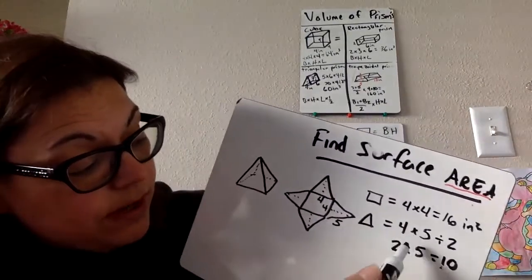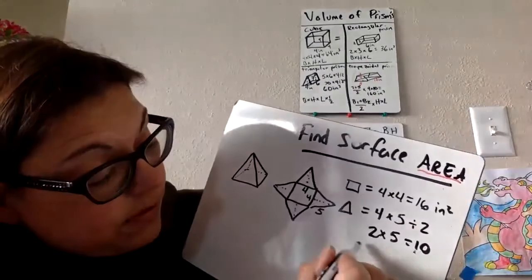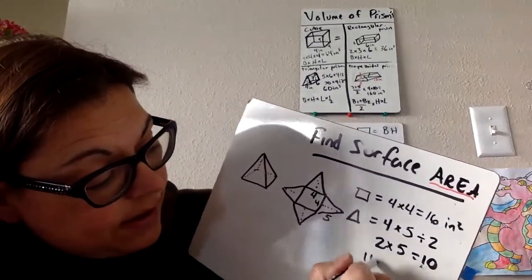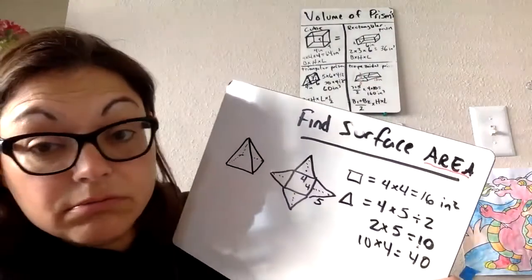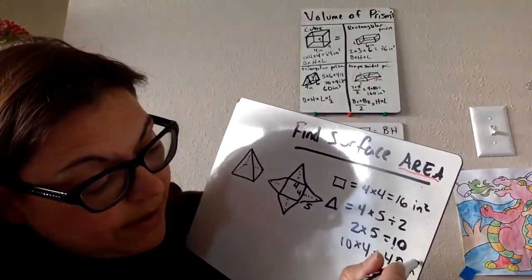Okay, so that's 1 triangle. So we need 4 triangles. So I would take that 10 times 4, which we know is 40. Okay, we done? No. Now we have to add them all.